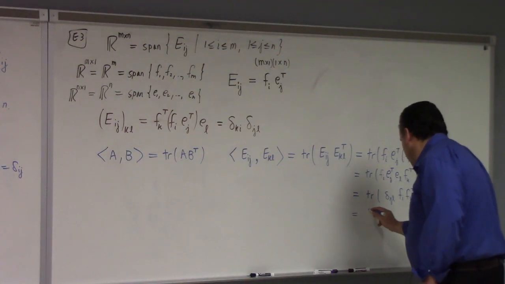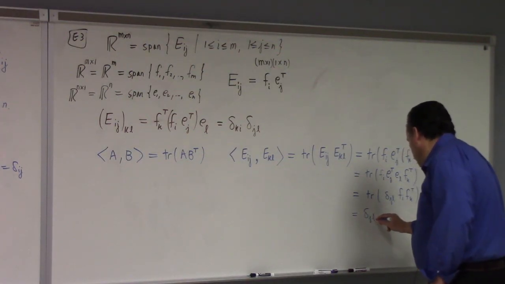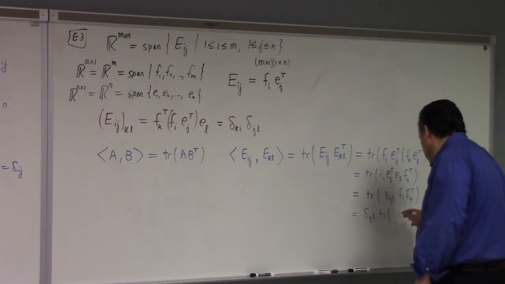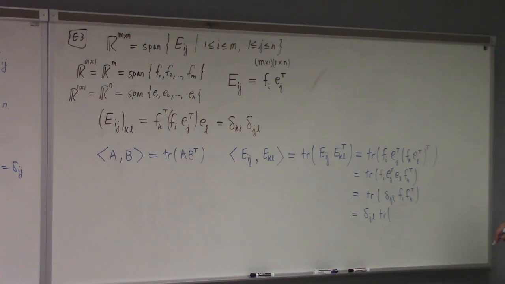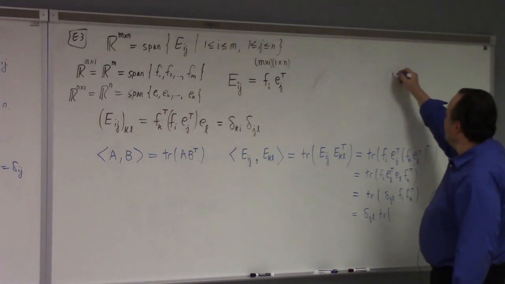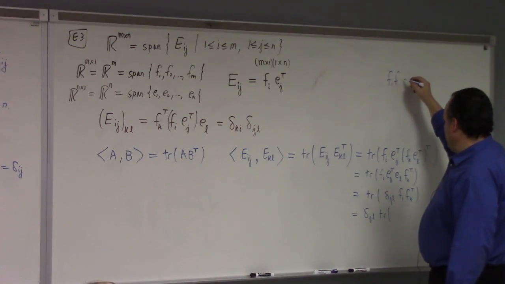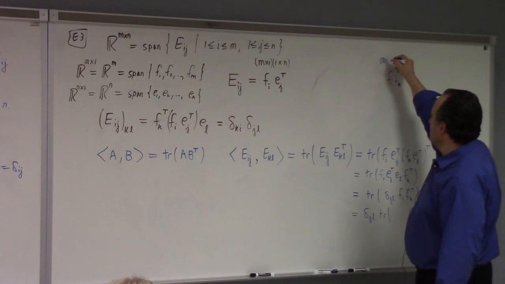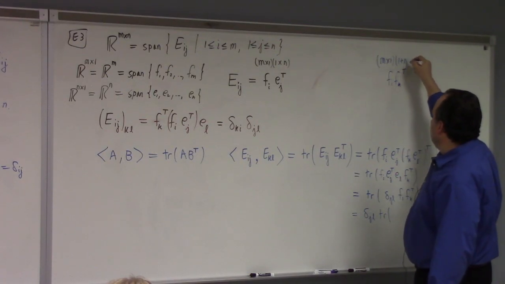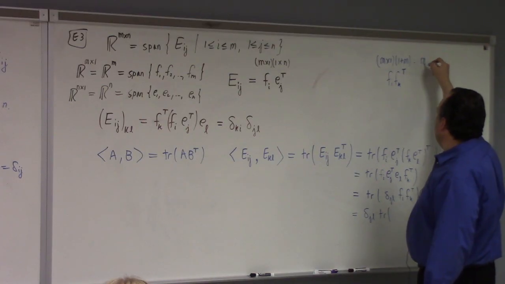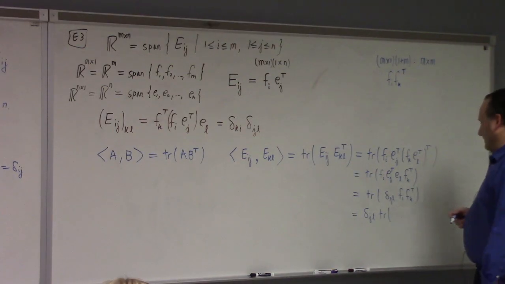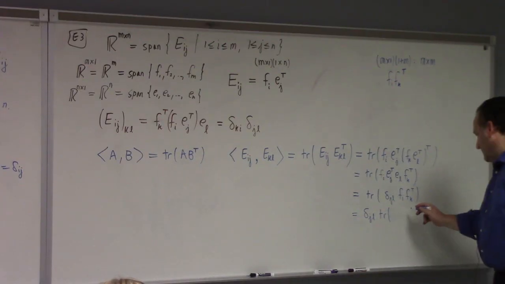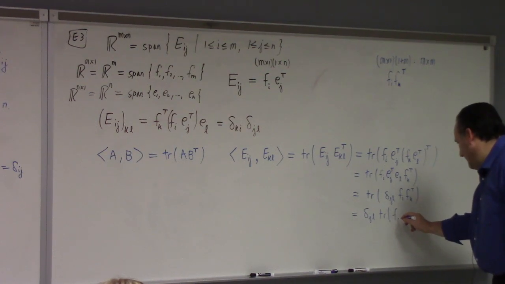So by linearity of the trace, I can pull the Kronecker delta JL up front, Kronecker delta JL of the trace of, now what is this? What is F_i times F_k transpose, by the way? Let's think about that. That's an m by 1 times a 1 by m, right? So this is an m by n matrix, right? So how does that matrix work? What's it look like?